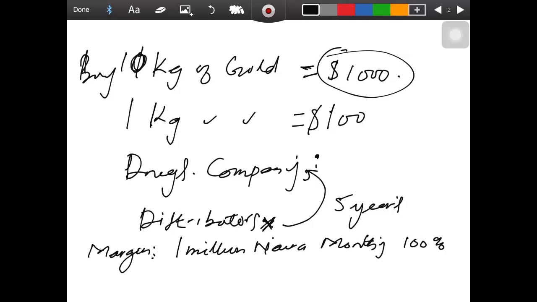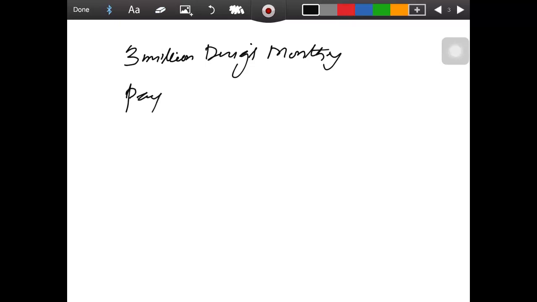Now after 5 years, the drugs company feels that this distributor is a good company, and they feel they can give them some credit facility, or based on trust, give them some ability to purchase more goods. So what does the drug company do? The drug company says, you have been doing 1 million monthly, so to increase your sales, let's give you 3 million naira worth of drugs monthly, but you just give us a payment of just 1 million naira.